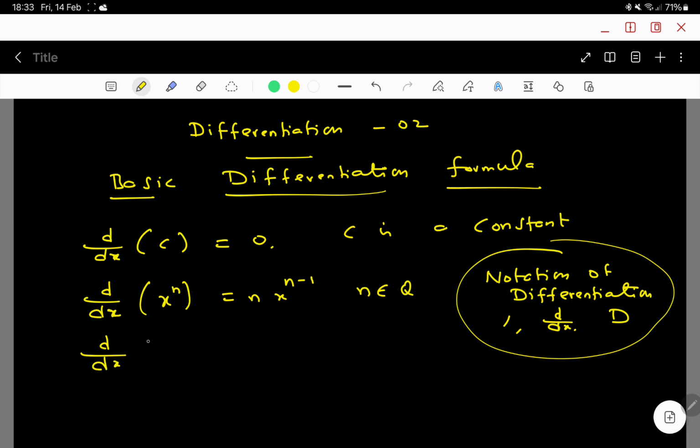Next, d by dx of exponential functions, a power x. For x power n, base is a variable, power is a constant. For exponential functions, a power x, a is the base which is a constant and power is a variable, x is a variable. Okay, it is a power x ln a, where a should be greater than 0 and a is not equal to 1. Okay, if a is equal to 1, the function is not an exponential function.